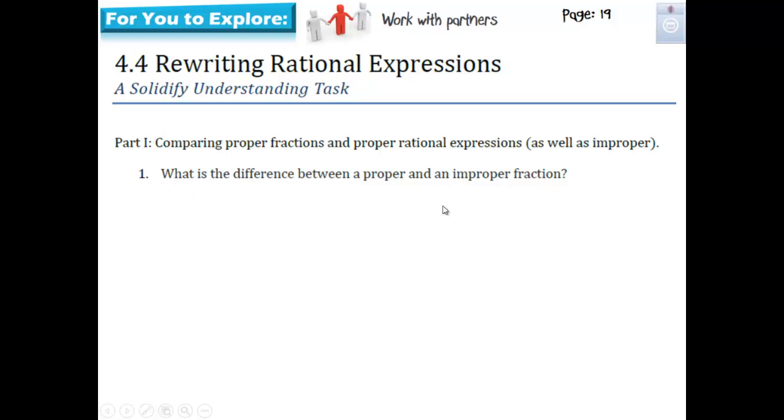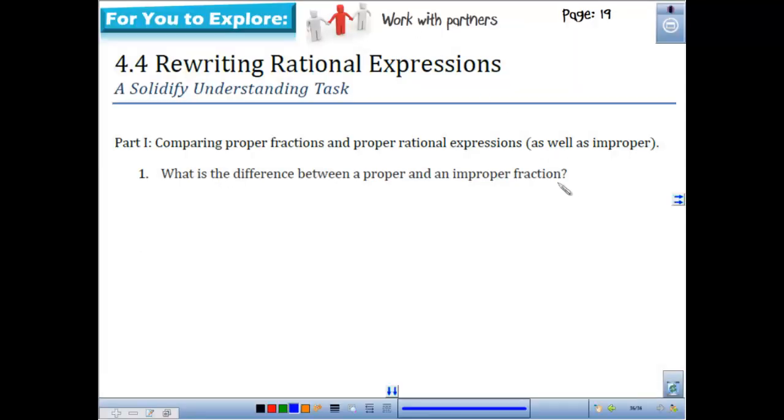All right, so answer this question. Put this on your paper right now, okay? What is the difference between a proper and an improper fraction? So the biggest part with this is, how can we define this? How can we just kind of nail this down so that when it comes to the test, we're not going to be fazed when we see these two words?